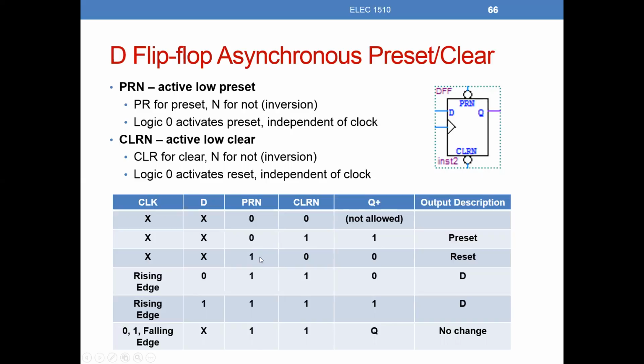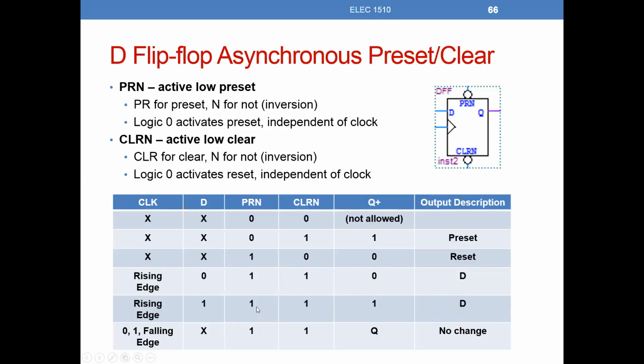Here now, when preset is a 1 and clear is a 0, active low, then we'll clear this or trigger the reset. So our output Q next will be a 0. Otherwise, when preset and reset are both 1s, then the clock takes over. So if it's a rising edge triggered flip-flop, in this case it is, then on the rising edge of the clock, when D is a 0, Q next will be a 0.